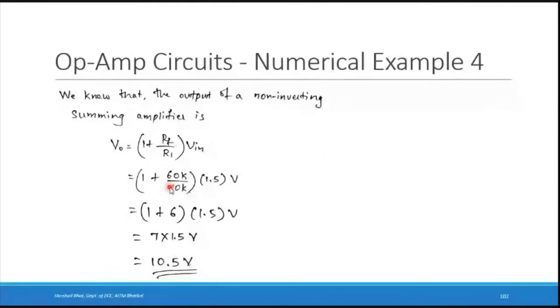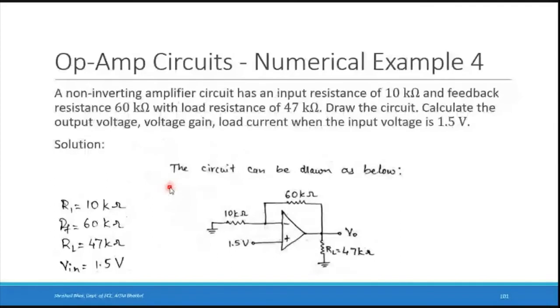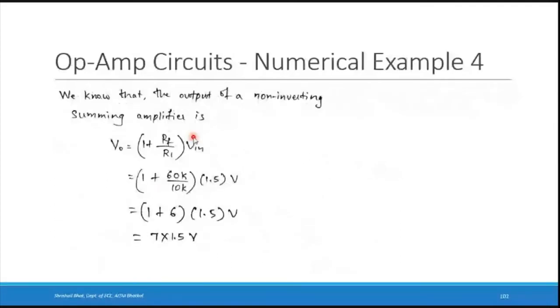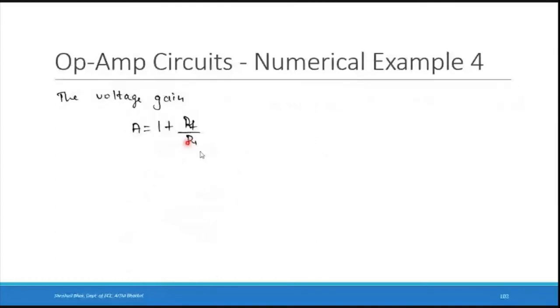But that's not the only thing asked. You are also asked to find the voltage gain. What is the voltage gain? Voltage gain is 1 plus RF by R1. Voltage gain A is 1 plus RF by R1. RF is 60K, R1 is 10K. So just substitute. 60 by 10 is 6, 1 plus 6 is 7. So voltage gain is 7. That means whatever you give at the input, it is multiplied by 7 times and obtained at the output.